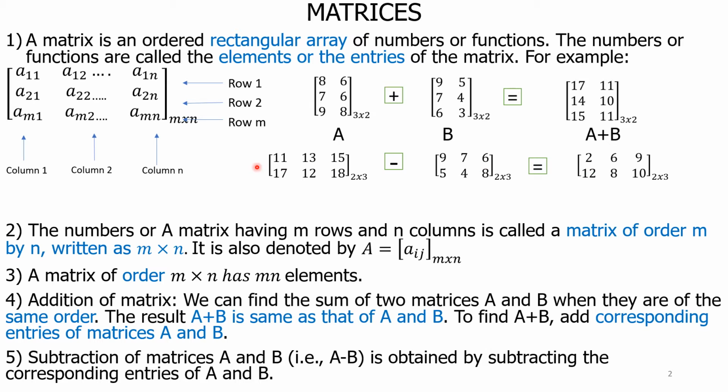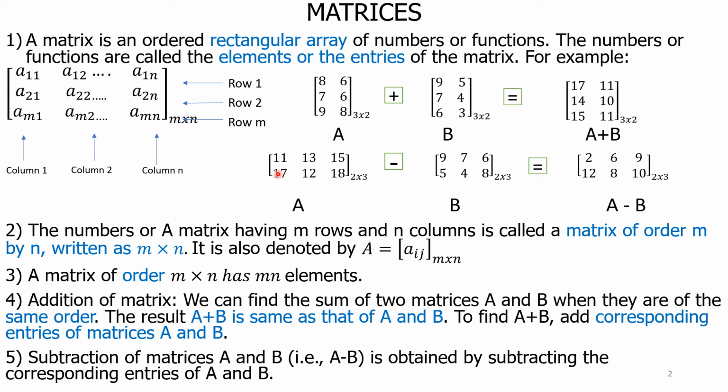So A minus B is, 11 minus 9 is 2. The second element of the first row is 13. The second element of the first row of B is 7. 13 minus 7 is 6. And the last item of the first row is 15 and 6. Therefore, 15 minus 6 is 9.